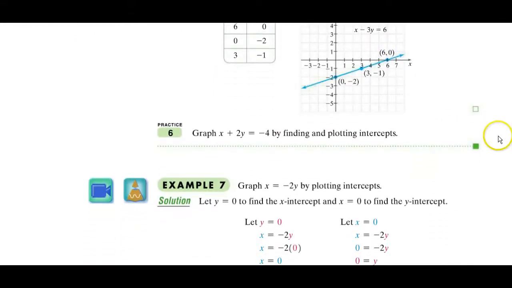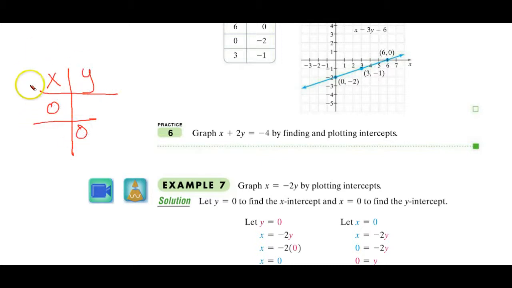Now, for this one, let's do this one here as well. X and Y intercept T-chart. And again, by doing it, you get the practice. So if x is 0, y will be -2. If y is 0, x is -4. So there are your x and y intercepts.